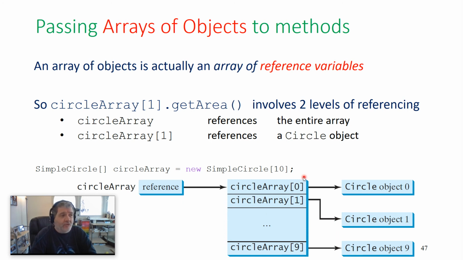All right, so creating an array is simple. New simple circle, square brackets 10. There we go. I have an array meant to hold 10 references to objects of class simple circle. Meant to hold references. Right now the references are null. The objects of class simple circle are not even on the radar.